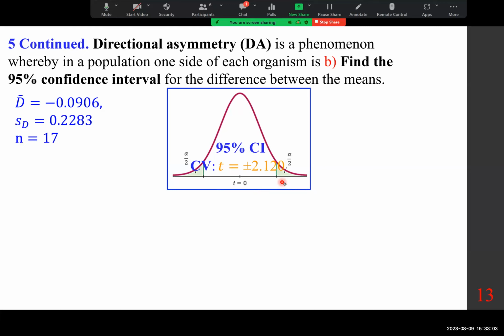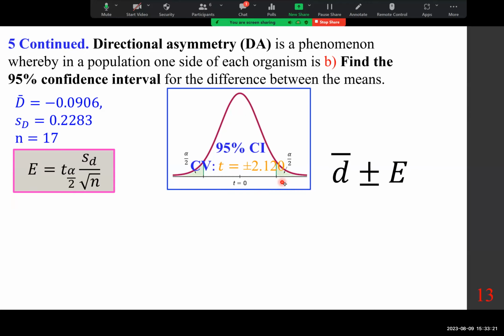And now we need to calculate, remember, X bar plus minus E, now it becomes D bar plus minus E. And with that being the case, if you recall, E was T times S over square root of N, the same thing works here, but this time we call it S sub D. And so this value is 2.120. Then S is this value, over square root of 17. So this really helps here. We get 0.1174.